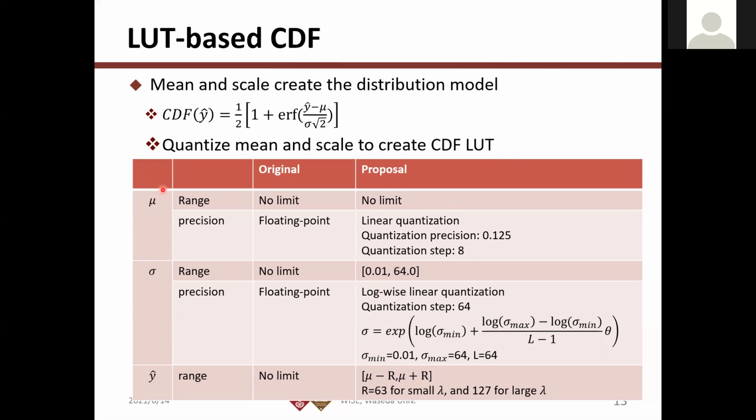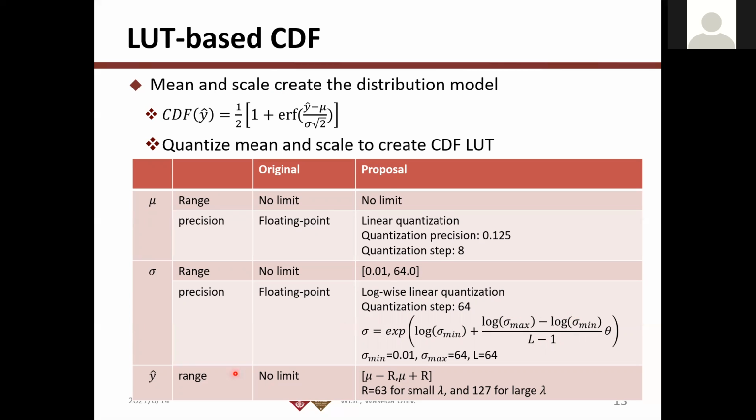In detail, for the mean, we will do a linear quantization, and the precision is 0.125, and the step is 8. For the scale, we will make a range, where the minimum is 0.01 and the maximum is 64. And we will do the linear quantization in the log field like this.